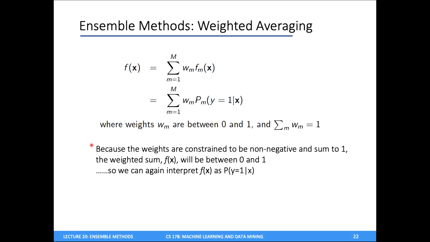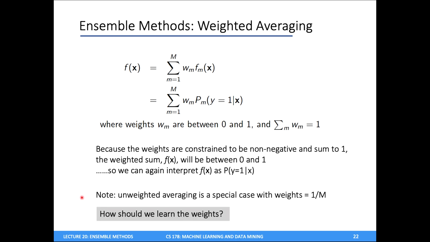By this choice of the weights, because they are constrained to be non-negative and sum to 1, the weighted sum, the output, is again going to be a predicted probability between 0 and 1. So of course we can again interpret this weighted ensemble as a predicted probability. And unweighted averaging, of course, is just a special case of this where all of the weights are equal to 1 over capital M. So really, weighted averaging is a more general way of doing ensembling.